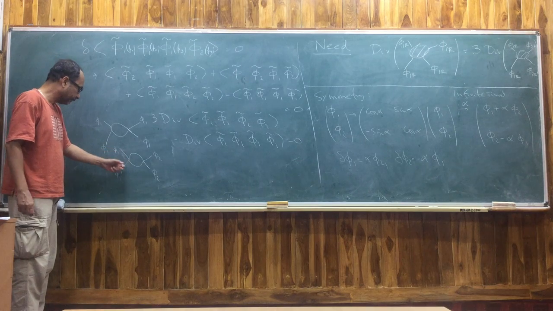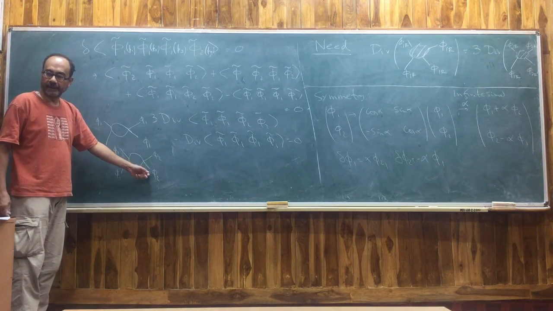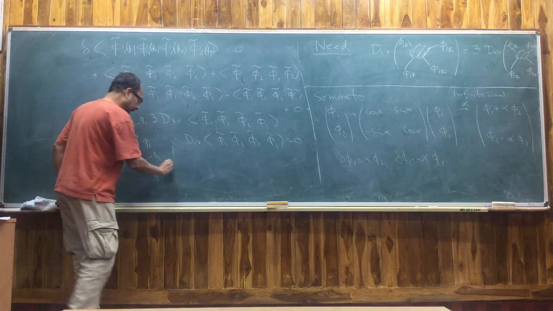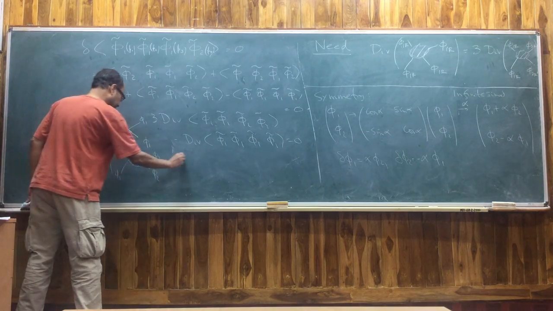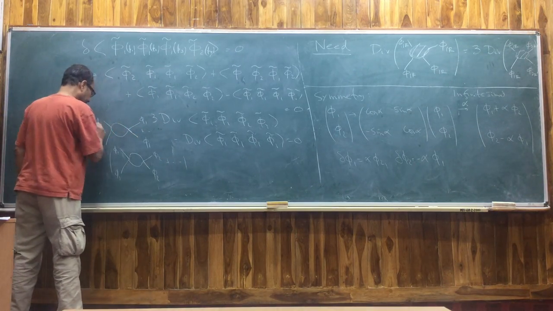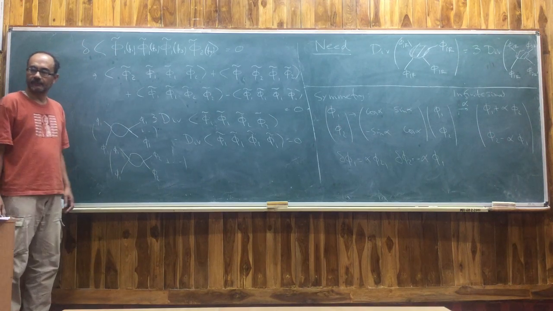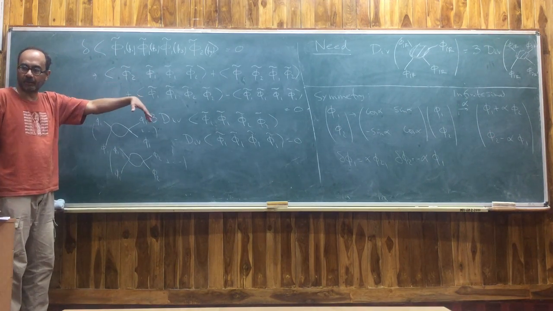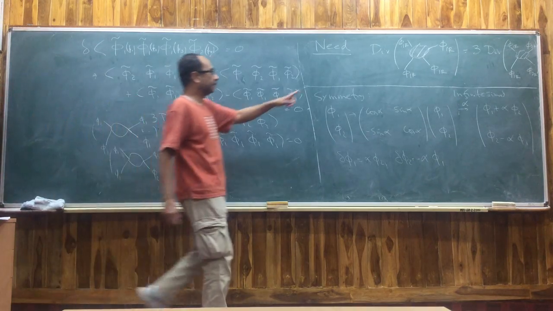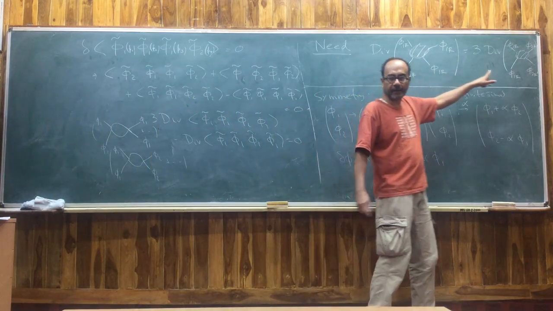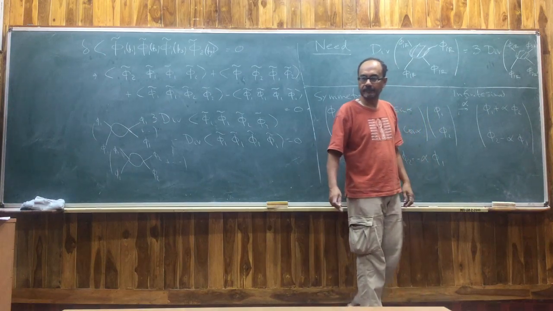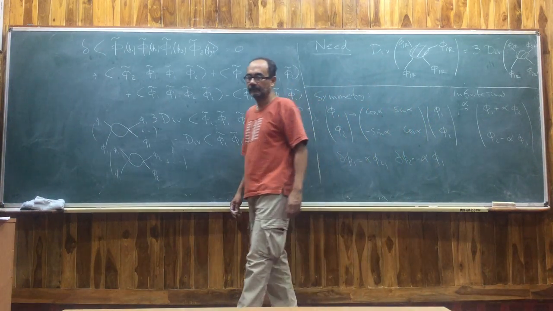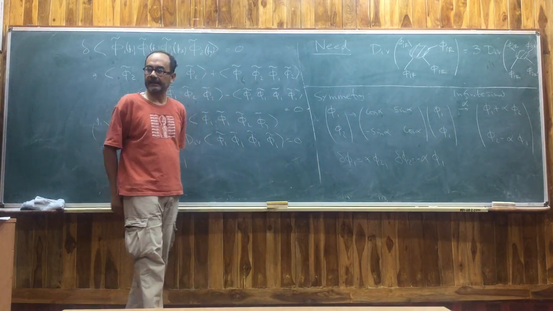Here, for example, this could have been phi 1, phi 2, phi 1, phi 2, right? So if you add all the diagrams here and all the diagrams here, you should be able to prove explicitly, without going through any of the symmetry argument, that the divergent part of this diagram is 3 times the divergent part of that diagram. Is this clear?